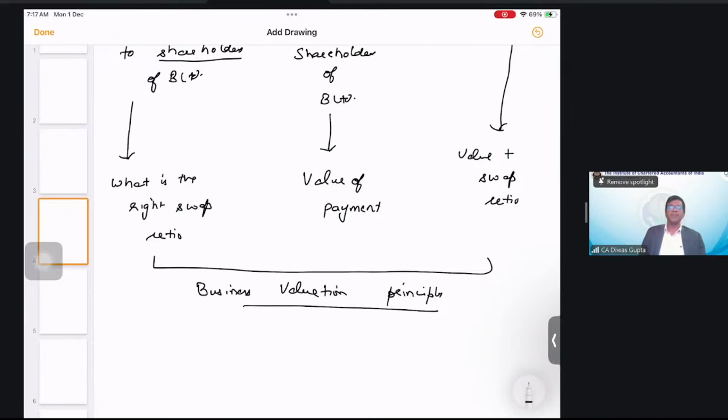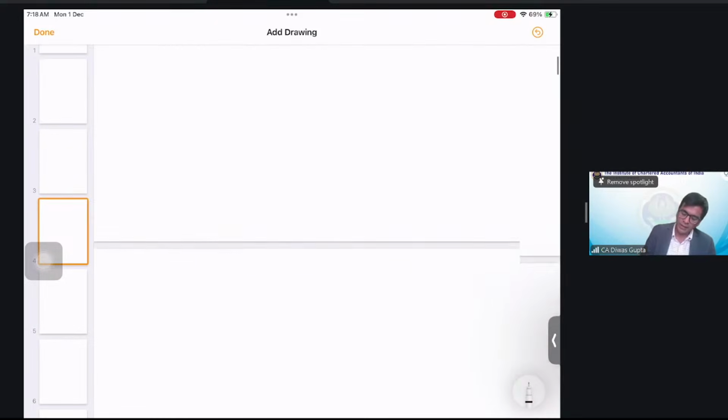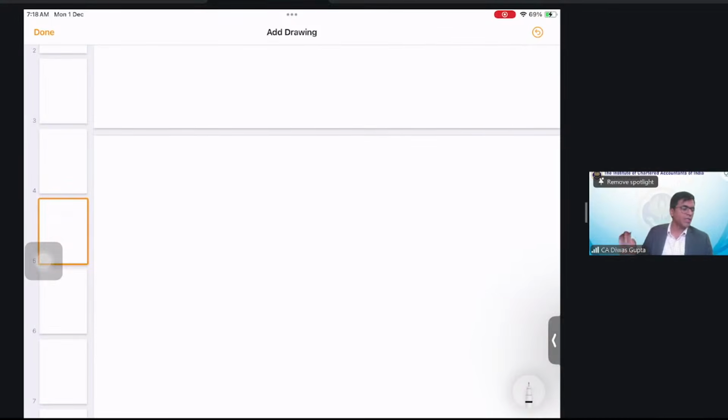Okay. So business valuation principles will determine what is the right value of the company, which will be discharged through the mode of payment, what is the right swap ratio, and what is the combination of both of them. So in a nutshell, students, what we will be doing here. These are some 4 steps around which our entire discussion will revolve.